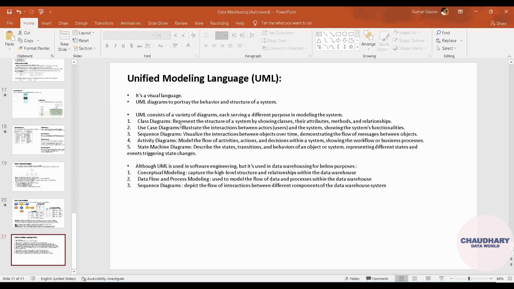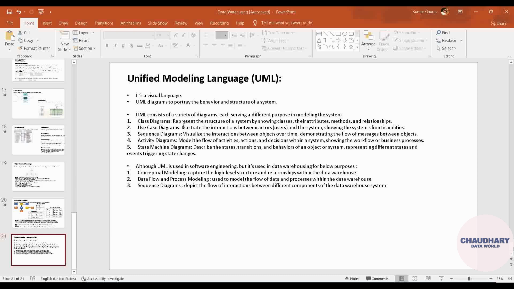through the literature and understand, that represents the structure of a system by showcasing classes, their attributes, methods, and relationships. Hope you are getting all these terms now, what is an attribute, what is a method, what is a relationship. After that, the use case diagram, which illustrates interaction between the users and the system. This is a use case diagram.